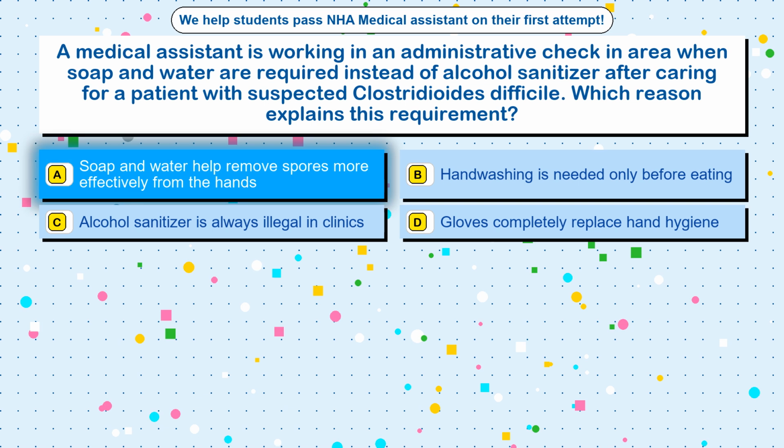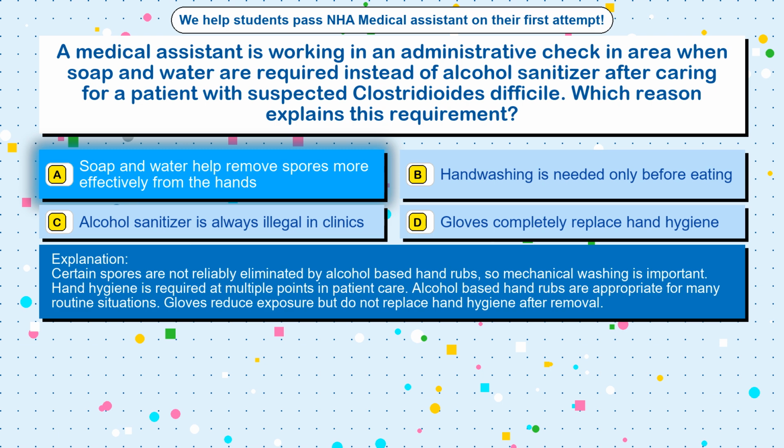The correct answer is option A. Soap and water help remove spores more effectively from the hands. Certain spores are not reliably eliminated by alcohol-based hand rubs, so mechanical washing is important. Hand hygiene is required at multiple points in patient care. Alcohol-based hand rubs are appropriate for many routine situations. Gloves reduce exposure but do not replace hand hygiene after removal.